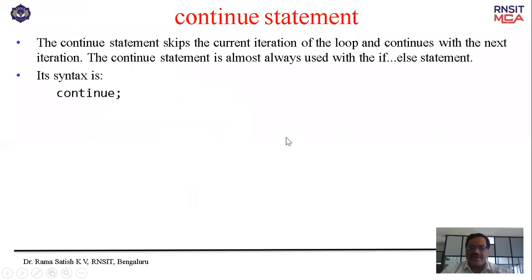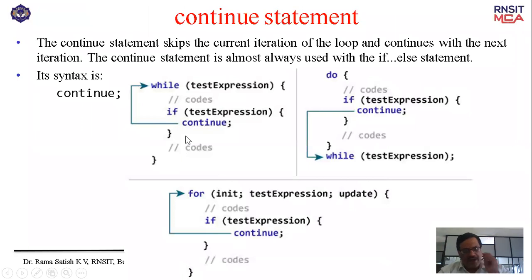Next, the continue statement. The continue statement is quite the opposite of the break statement. The break statement comes out and terminates, whereas the continue statement stops the current iteration and continues to the next iteration. It can be applied to the while statement, the do while statement, as well as the for statement.